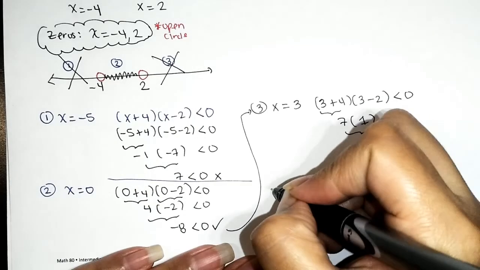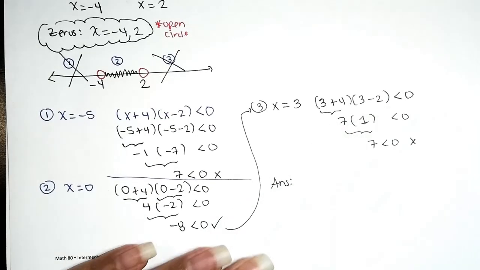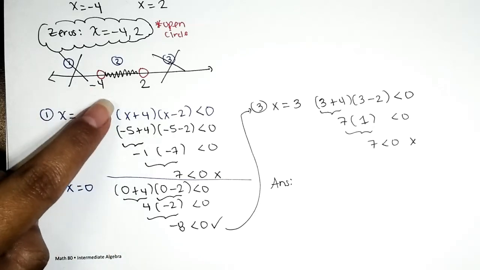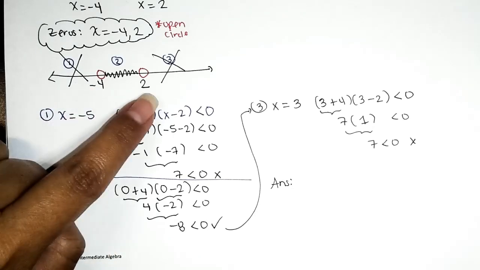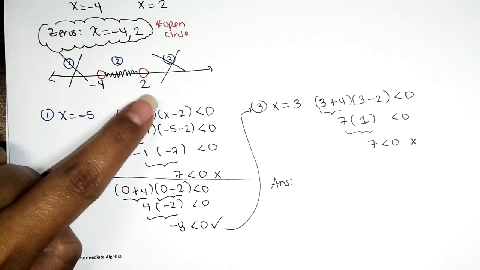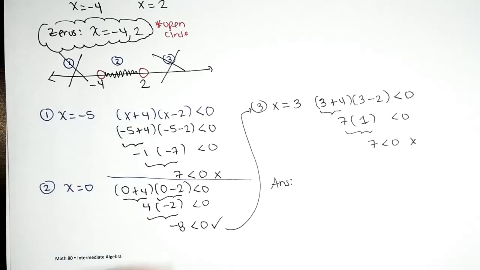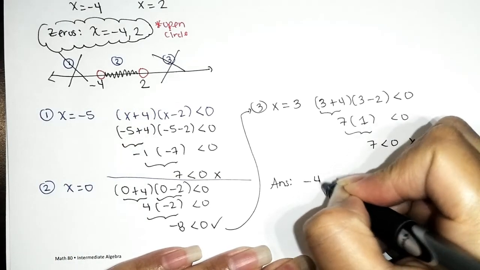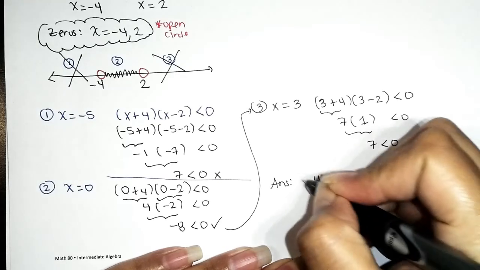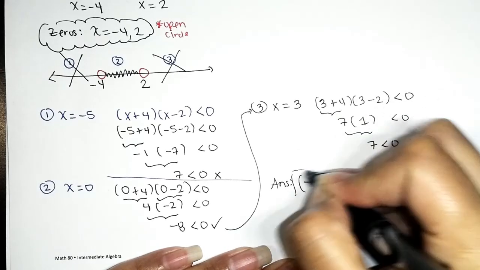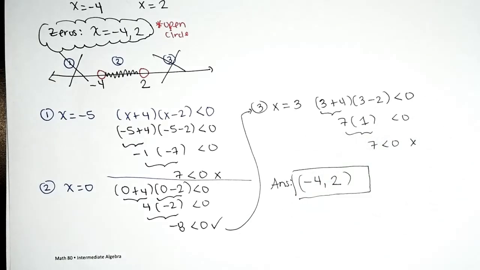So what is the answer? Okay, the solution set is given by the set of all real numbers from negative 4 to 2, where both endpoints are excluded. So it's the interval from negative 4 to 2. My mistake.